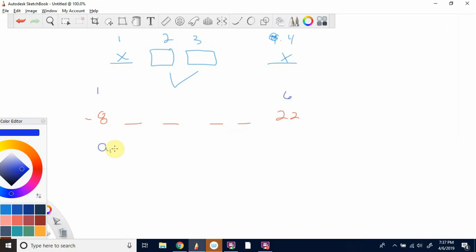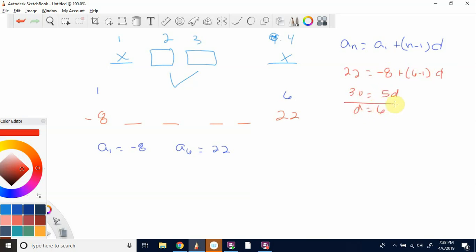So what do I know? A sub 1 is negative 8. A sub 6 is 22. Do I know the common difference? No, but I can go back to this handy formula and plug in what I know. So I know a sub n is 22, or a sub 6, equals negative 8 plus, since this is a sub 6, this is the sixth term, times d. So I get 30 equals 5d, and d equals 6. So my common difference is 6.